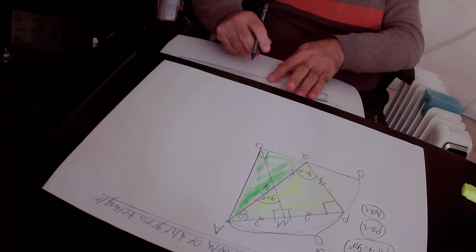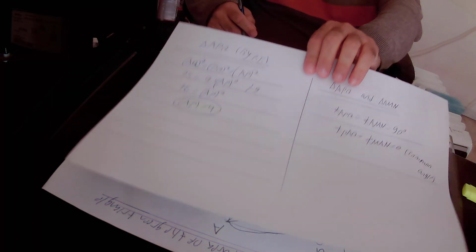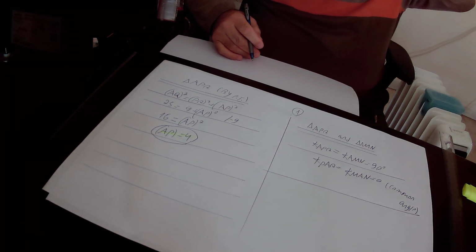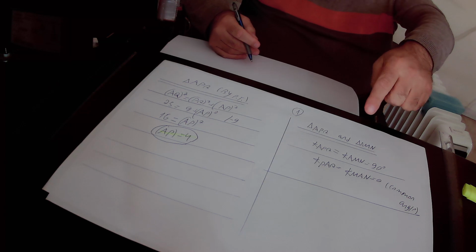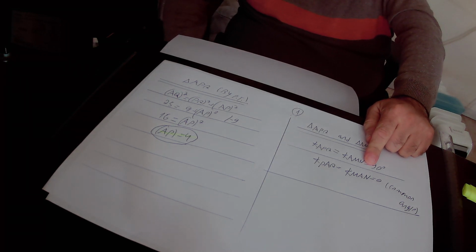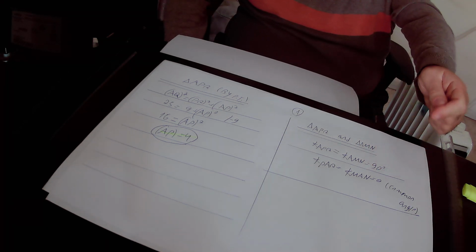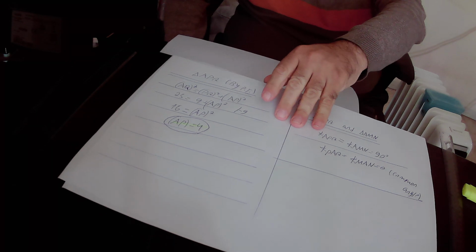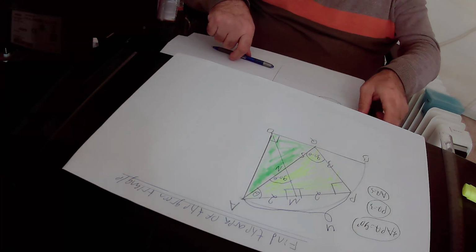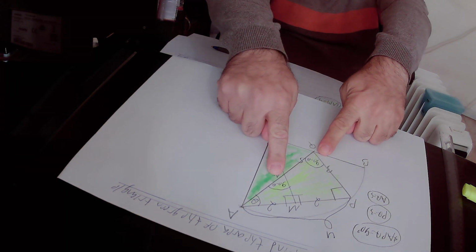I repeat again. Angle PAQ in the big triangle, that is actually angle theta, equals angle MAN in the small triangle, that is also angle theta. It is a common angle that belongs to both triangles. And finally, those two angles are both equal to 90 degrees minus theta, therefore they are equal to each other.